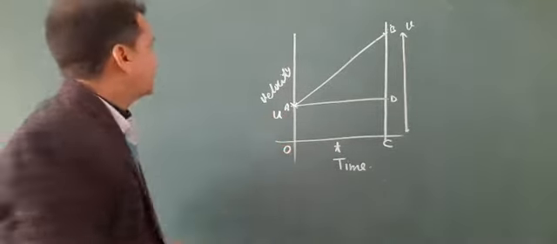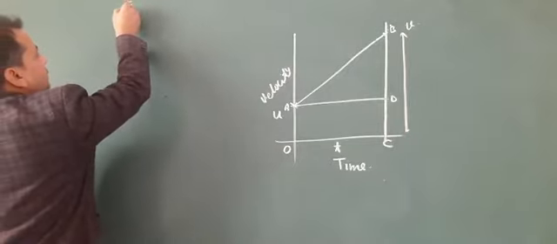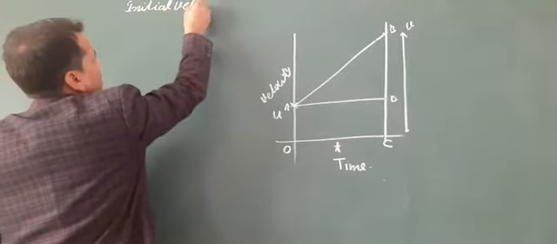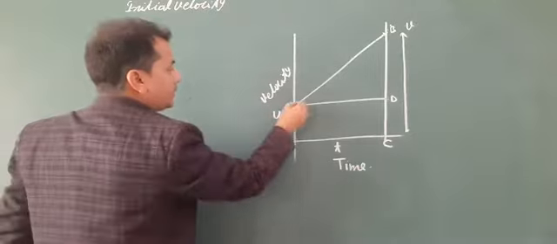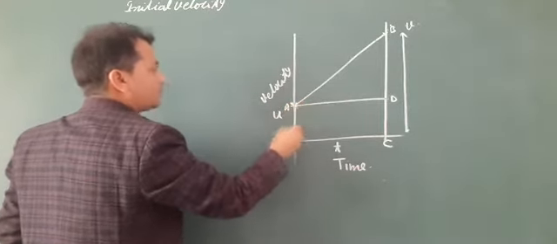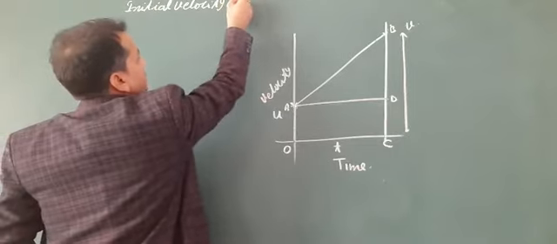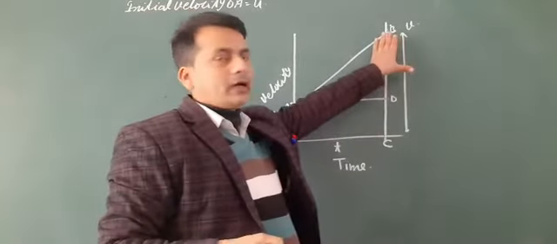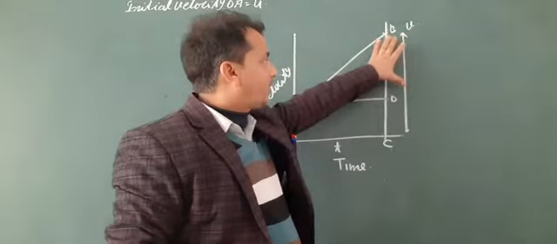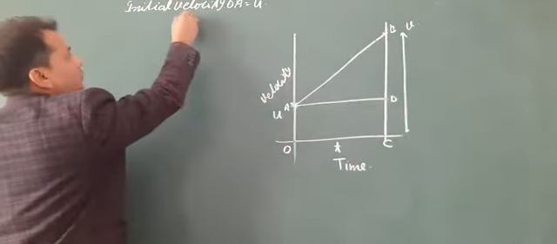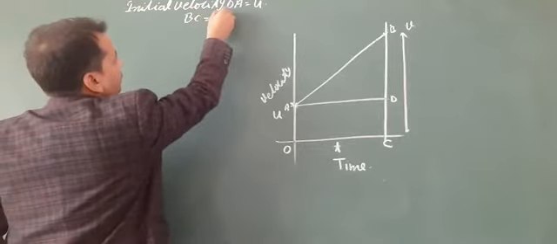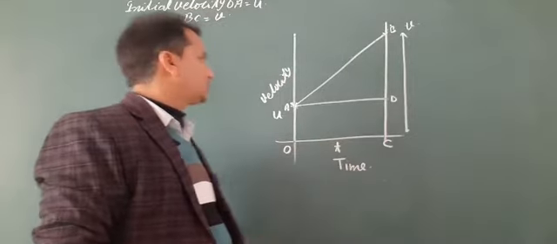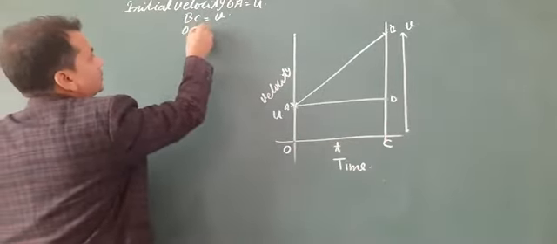It is clear that the initial velocity at point A, OA, equals u, and the final velocity at point B, BC, equals v, and after time t, OC equals t.